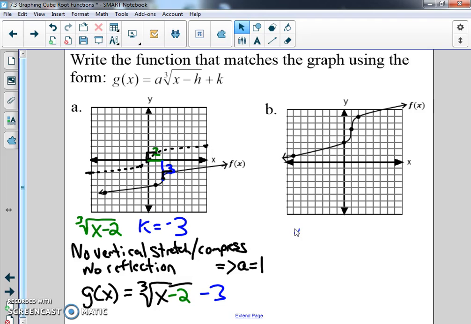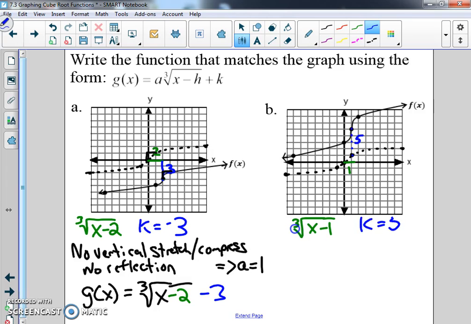Looking at the next example, again, I'm going to draw on the parent function: (0, 0), (1, 1), (negative 1, negative 1), (8, 2), and (negative 8, negative 2). Kind of sketch it in. Let's do our vertical and horizontal transformations from the point of symmetry. It looks like I'm just going to go over 1. So that means I'm going to go to the right 1, which means I'm going to have the cube root of x minus 1. I'm going to do a vertical transformation up 1, 2, 3, 4, and 5. So my k value is going to be equal to 5.